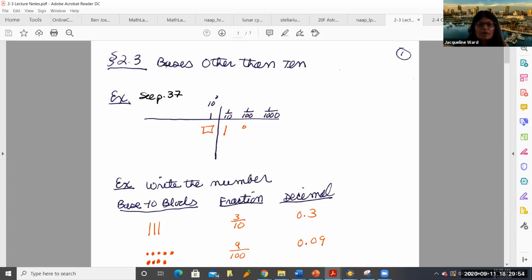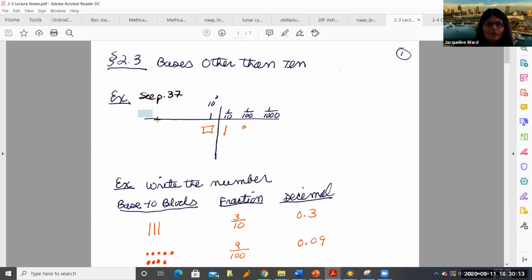Section 2.3 is on bases other than 10. And I have a little note here. You can see page 37 in the book. And we can start out by using our standard base 10 blocks to even represent decimals.